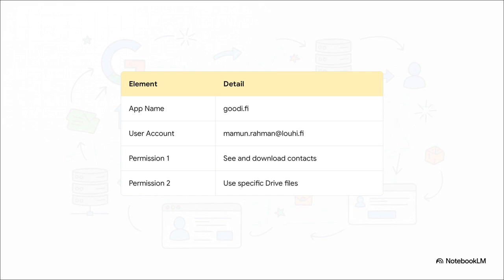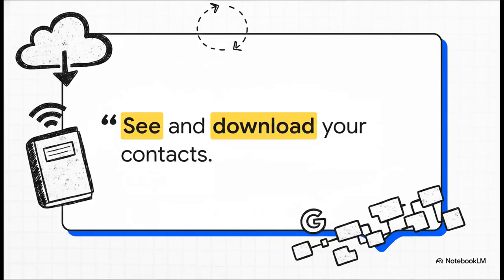The application is requesting 2 permissions, and I'll now read both of them verbatim from the screen. See and download your contacts. This permission is for the https://www.googleapis.com/auth/contacts.readonly scope, and we use it for our signer autocomplete feature.